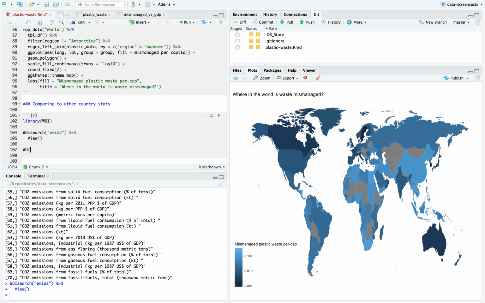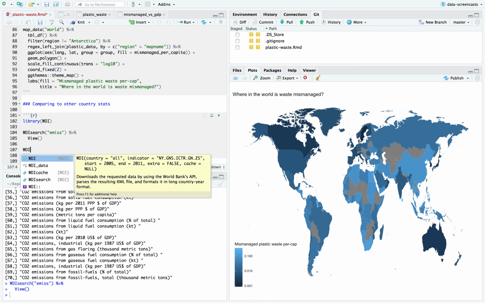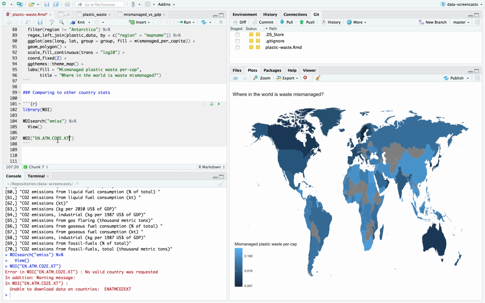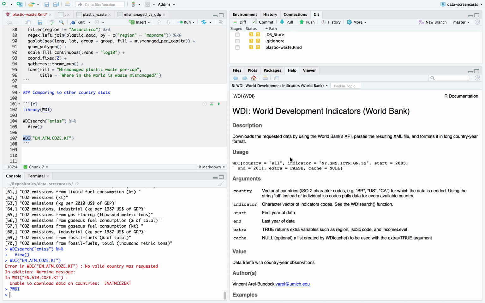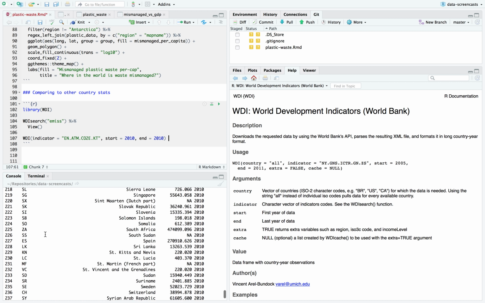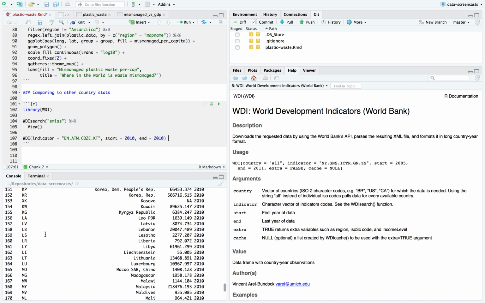So what I'm going to do is do WDI, what's it called? WDI of this. Oh, I'm sorry, I need to say WDI indicator. This, and let's do start equals 2010, end equals 2010. Good, looks like we have data on most countries.